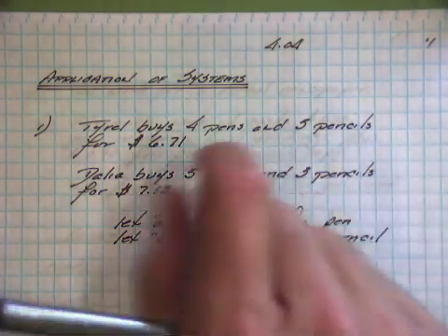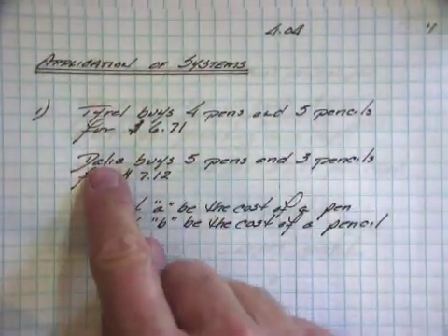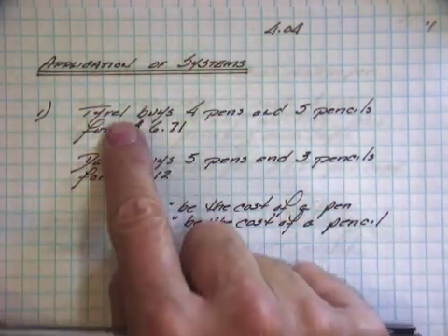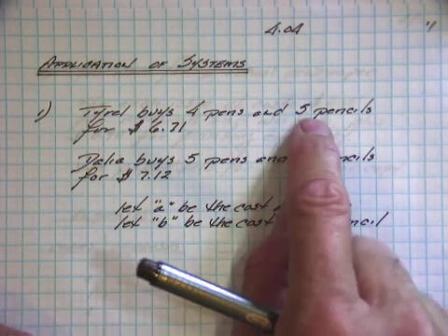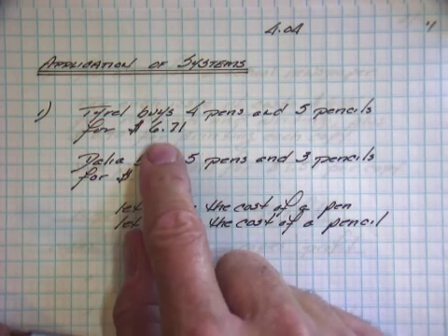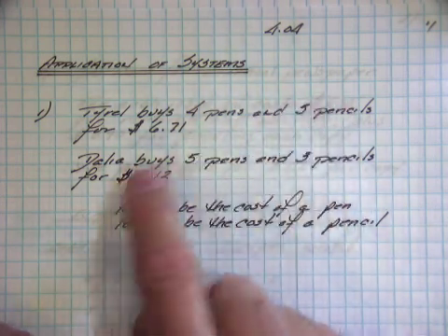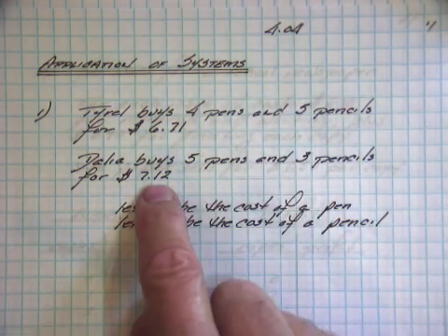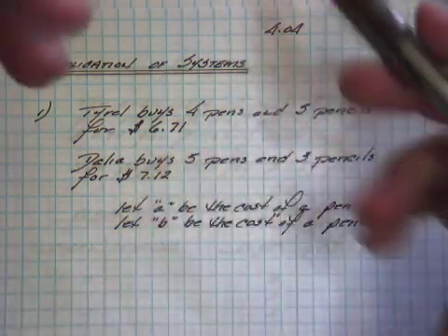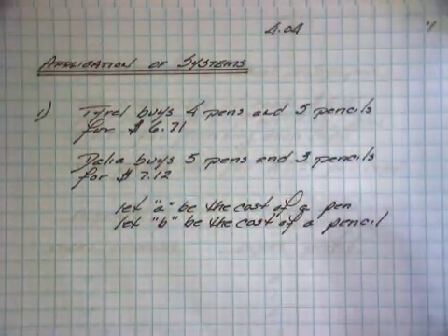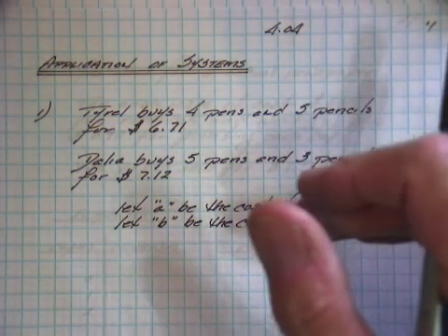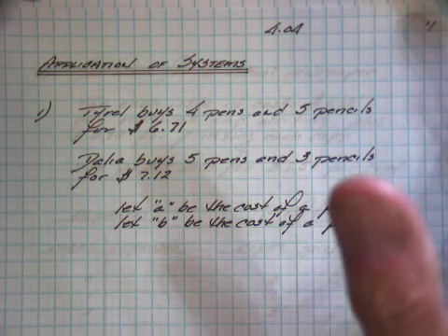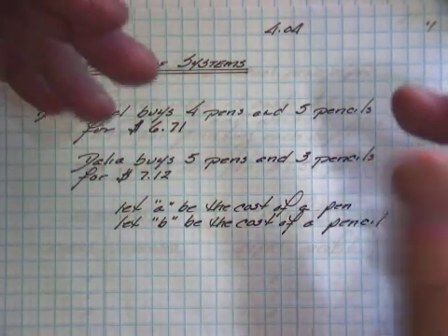And this first one is the story of Tyrell and Dahlia. Now, they go to the store, so they go to Staples. And Tyrell buys 4 pens and 5 pencils, and he spends $6.71. Dahlia comes along, and she buys 5 pens and 3 pencils, and she spends $7.12. So the question here is, and I didn't write it down, how much does a pencil cost by itself, and how much does a pen cost by itself? And we're going to use this information to figure that out.